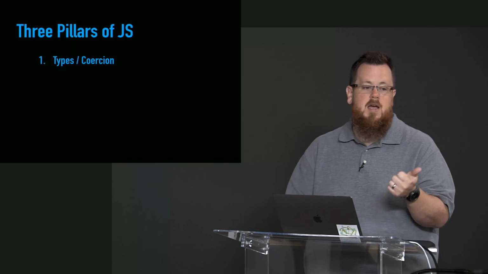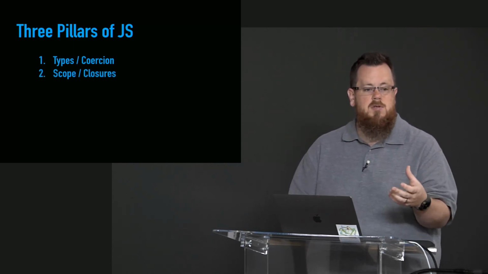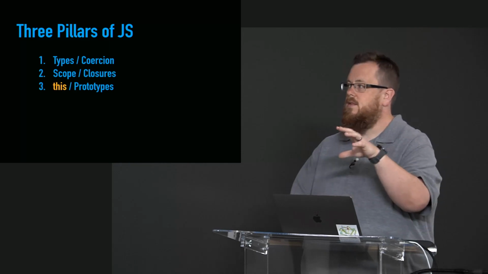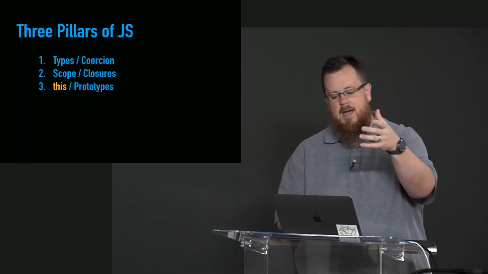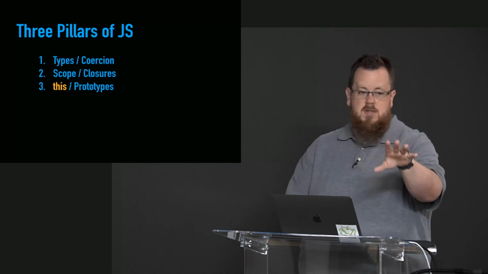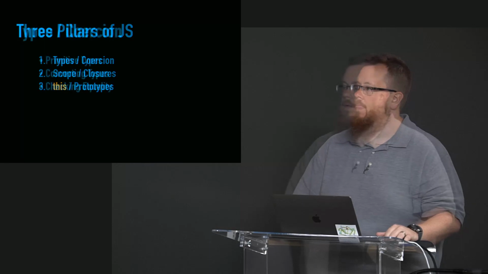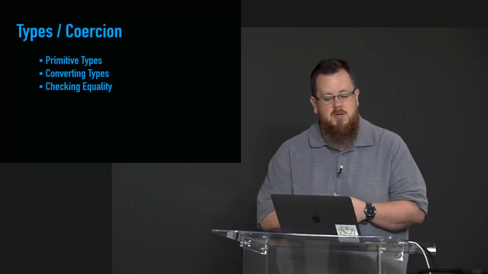So the three pillars of JavaScript we want to look at. Number one, we want to look at types and coercion. Number two, we want to look at the scope and the closure system. And number three, the this and the prototype system. And actually, that's more about class-oriented even than prototypes. So those are the three main areas that we will look at through the rest of this course. Let's dive into types and coercion.